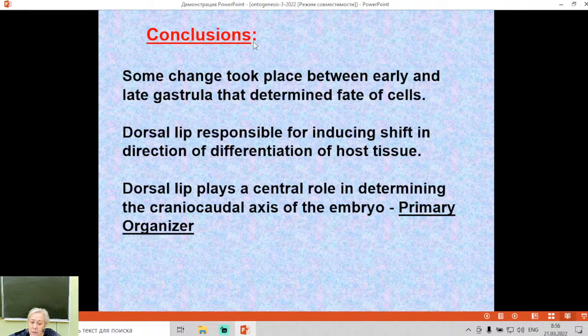And conclusions. Some change took place between early and late gastrula that determined the fate of cells. The dorsal lip is responsible for inducing a shift in the direction of differentiation of host tissue. The dorsal lip plays a central role in determining the craniocaudal axis of the embryo. And the dorsal lip is called the primary organizer.